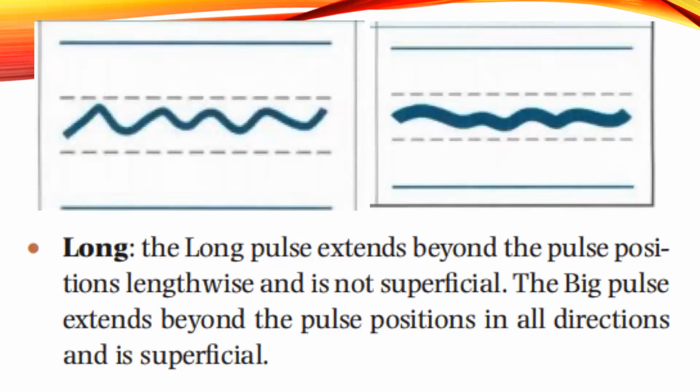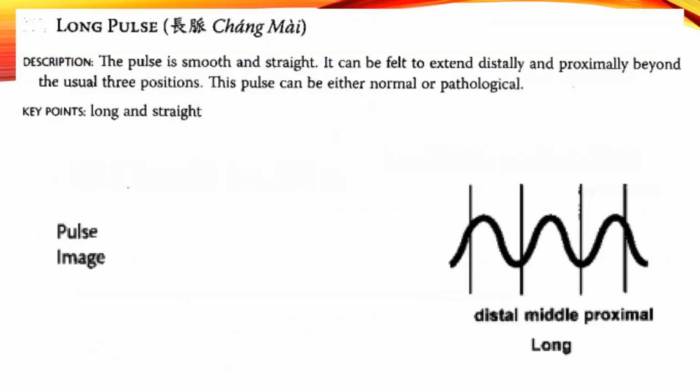So the long pulse extends beyond the pulse position, lengthwise, and is not superficial. So the big pulse extends beyond the pulse position in all directions and is superficial. So ang long, hindi siya superficial, while the big, karaniwan ay superficial ito. Big pulse extends beyond po siya pala. So long pulse: the pulse is smooth and straight. It can be felt to extend distally and proximally beyond the usual three positions. This pulse can be either normal or pathological. So yan po ang key points: long and straight.